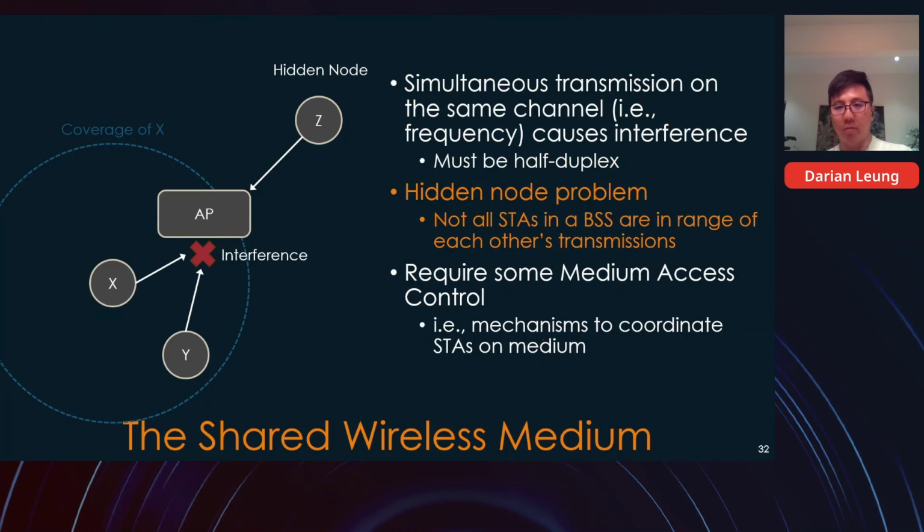Secondly, due to various RF properties such as attenuation, not all stations in the BSS can hear each other. For example, station X here could be transmitting to the AP, but station Z is out of the coverage of X, so station Z will have no idea that station X is transmitting. This is known as the hidden node problem. However, keep in mind that within a BSS, all stations must be within the range of the AP. Otherwise, they wouldn't be able to join the BSS in the first place.